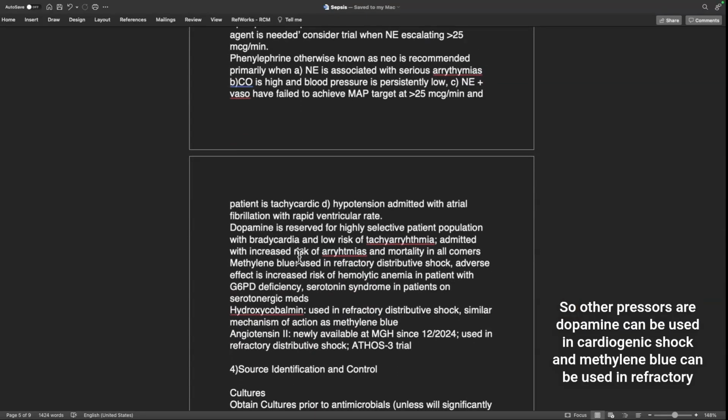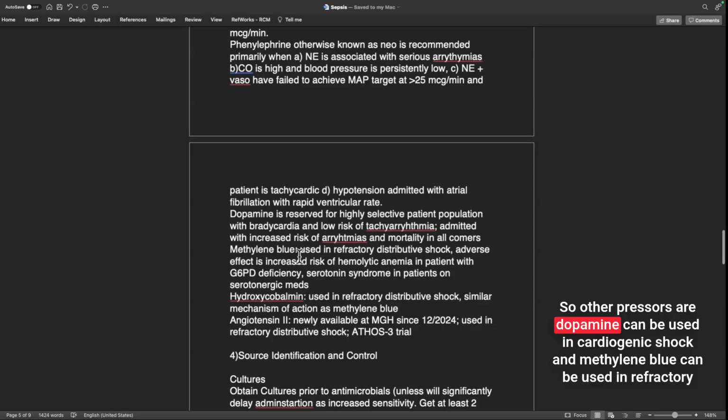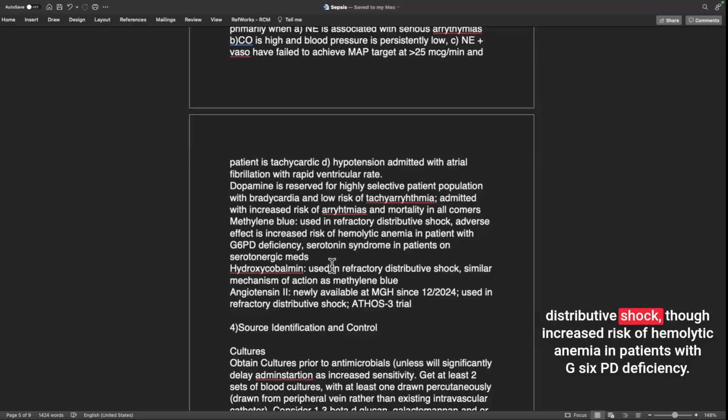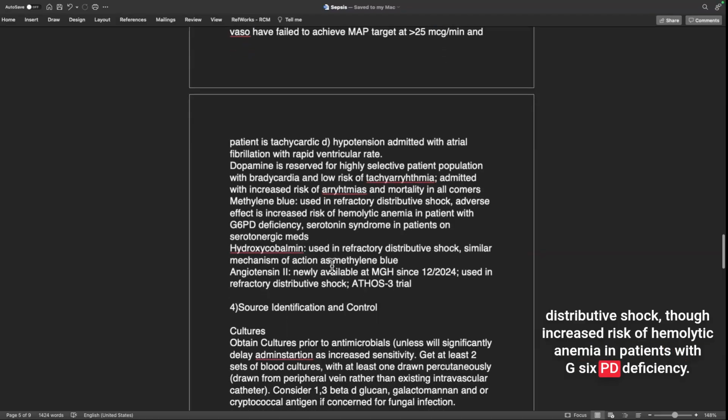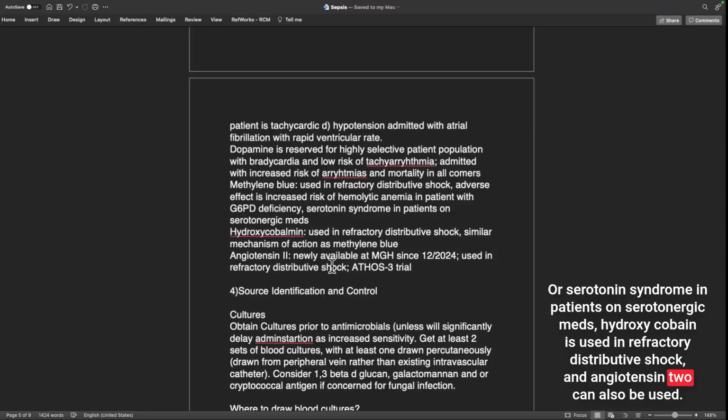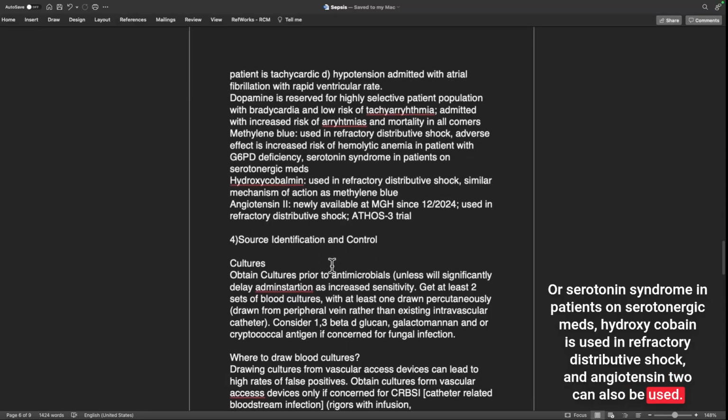Other pressors: dopamine can be used in cardiogenic shock, and methylene blue can be used in refractory distributive shock, though with increased risk of hemolytic anemia in patients with G6PD deficiency or serotonin syndrome in patients on serotonergic meds. Hydroxocobalamin is used in refractory distributive shock, and angiotensin II can also be used.